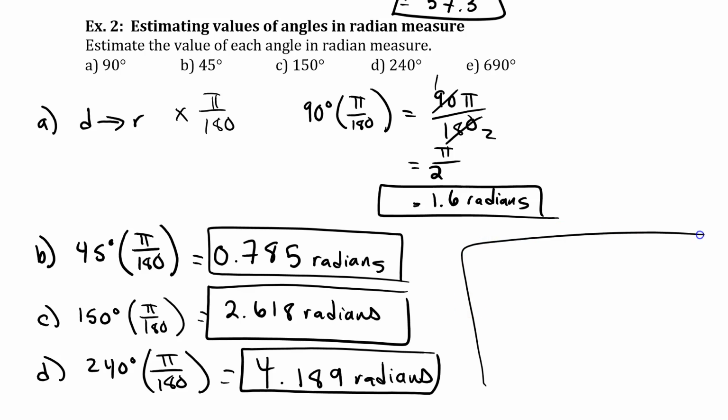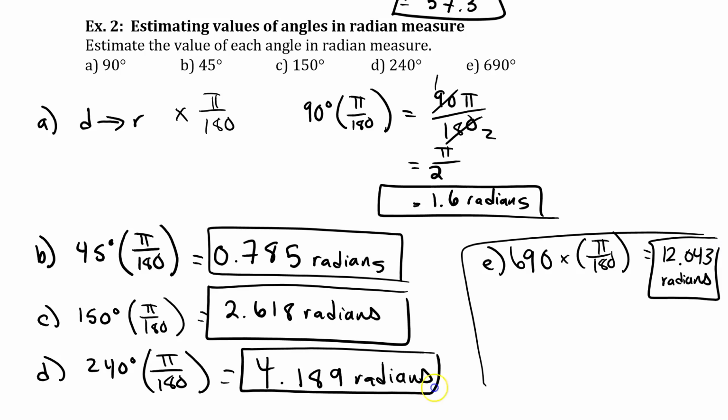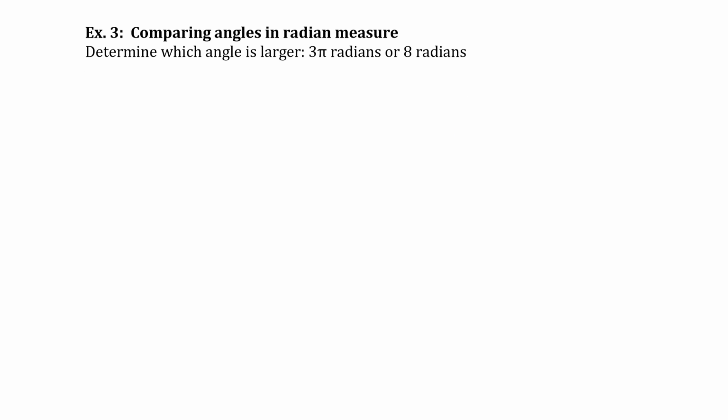And I think I said last but not least, but this is truly last but not least, E. 690 times pi over 180 equals 12.043 radians. Just going to write that a little bit more clear because this is a new word for you. And you know what? I'm just going to go into example number 3 because it's really quick.